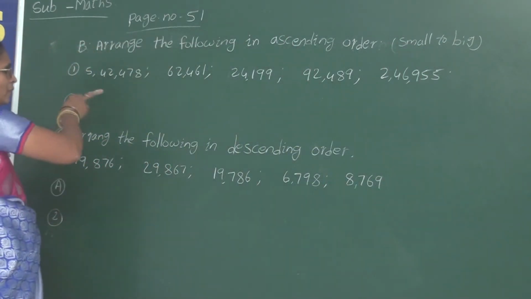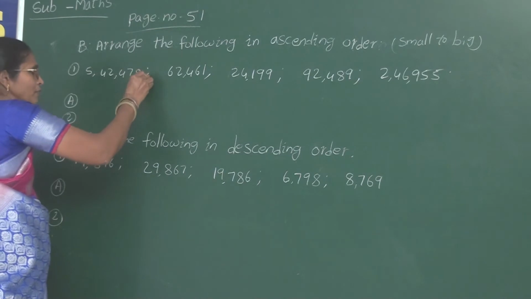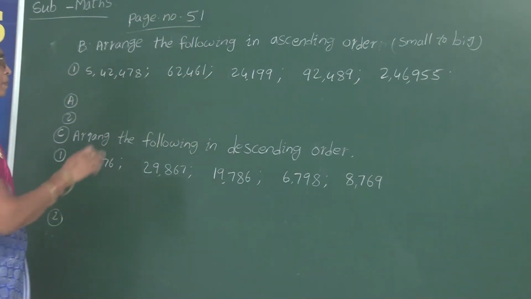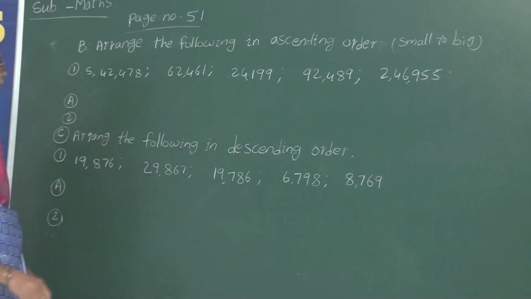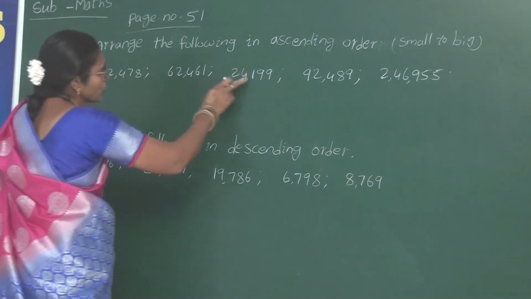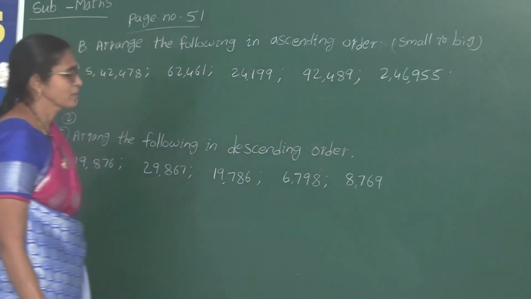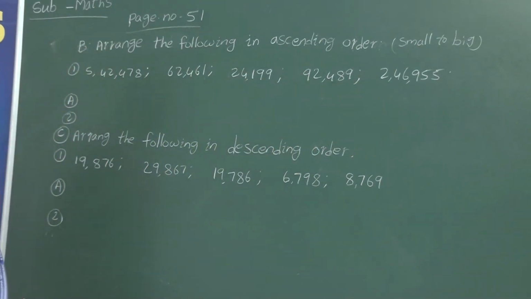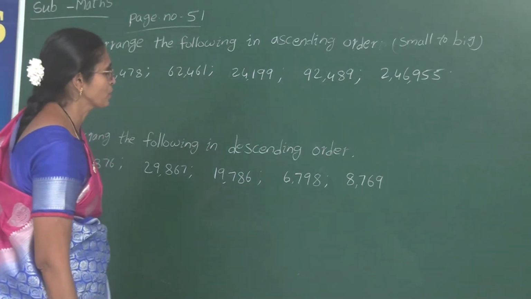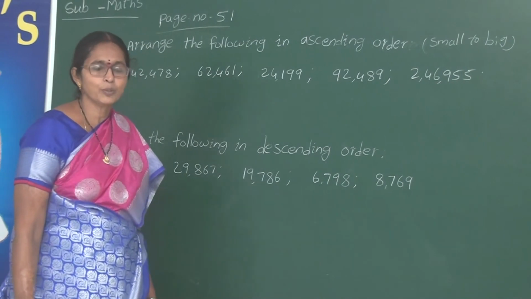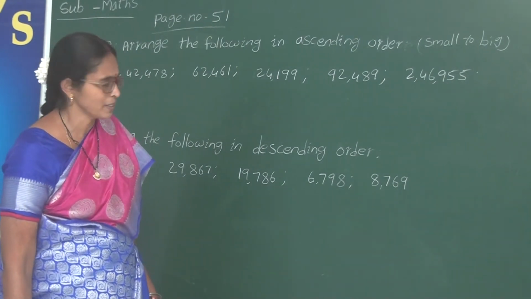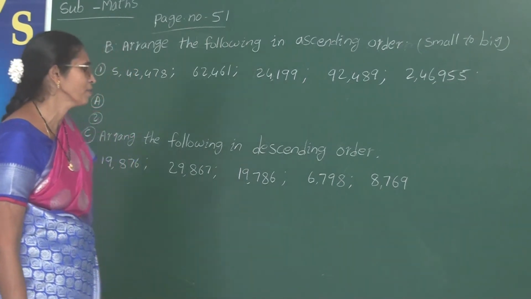And in this they are given, differentiated with this colon symbol. Don't be confused about the numbers. Okay. So here how many numbers are given in this question? First of all, 1, 2, 3, 4, 5 numbers are given. Among these 5 numbers, we want to arrange. I want to find out which one is the smallest. So how will we find the smallest and largest? The first step is counting the digits.